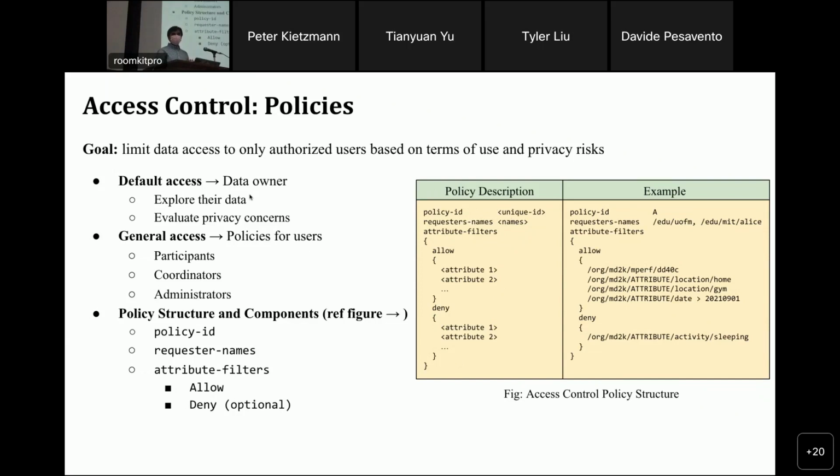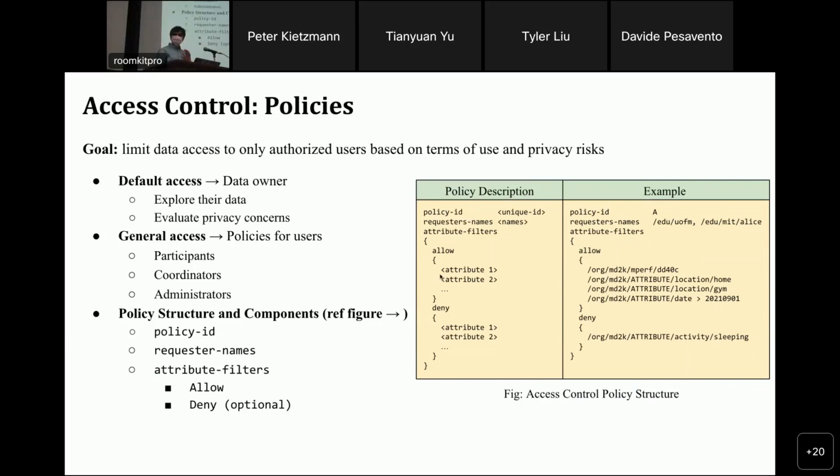By default, we want to allow data access to their owners, because they can access their data, explore the data, and then do a kind of analysis and evaluate the concerns that they have. For example, if I'm sleeping, don't share my data. That's what the participant can say. So they can do this, explore the privacy concern. And then they can also help in writing more general access control policies for all the users.